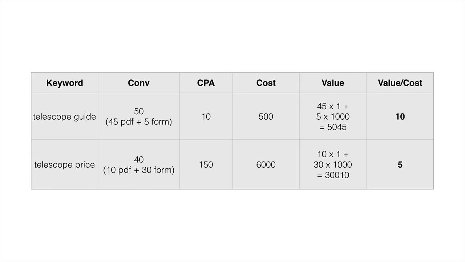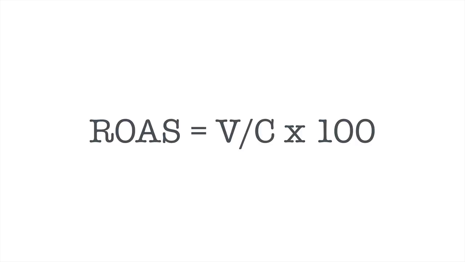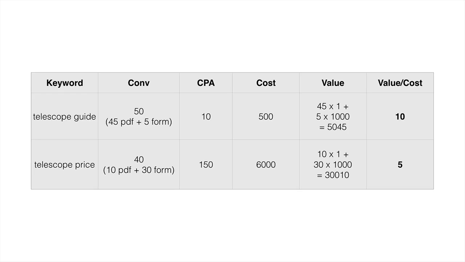And so return on ad spend is simply a percentage. It's the value per cost multiplied by 100. So in that previous example, we had 10 and 5. If we were to say to Google, I need to have a return on ad spend of at least 800%, let's go back and look at this. If my target return on ad spend, in order for it to be profitable for me to run AdWords, was 800%, then that bottom keyword has some work to do.